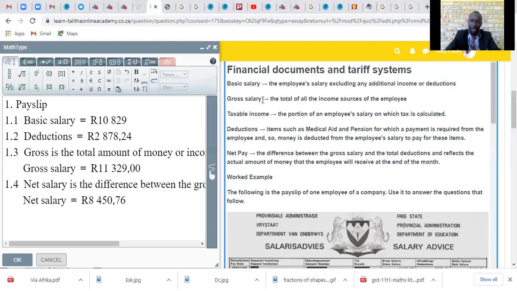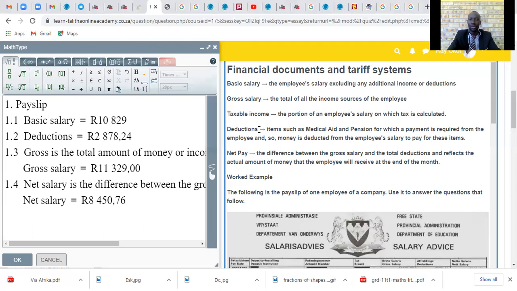But for gross salary, we talk of all the income sources of the employee. So on top of your basic salary, your employer may tell you that when you sell this item, the commission is this, and when you sell more, the commission also increases. Those additional incomes, paid to you because you have worked more, form part of gross salary.